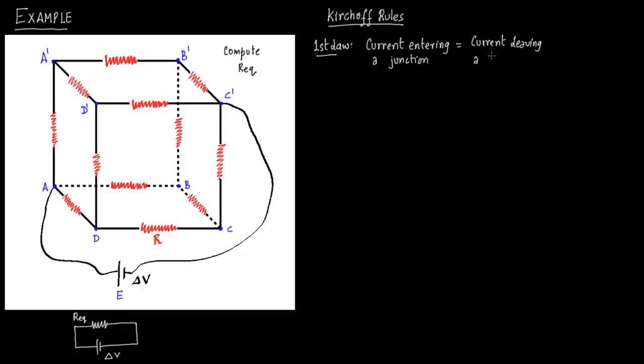And the second thing we want to use is symmetry. Notice that this is a cube. The current enters from the opposite side and each edge has the same resistance. So we will also use symmetry to allocate current, other than the junction rule.